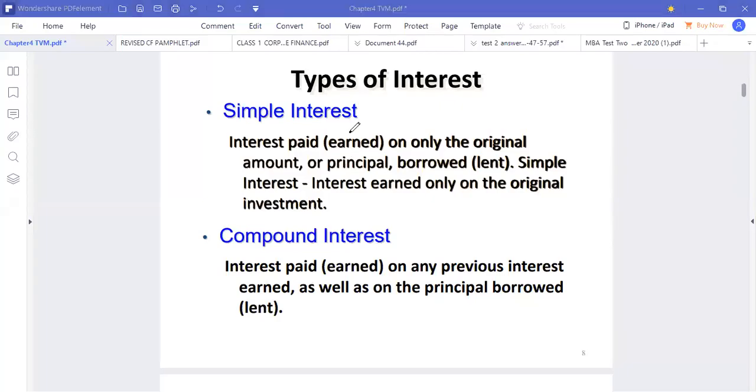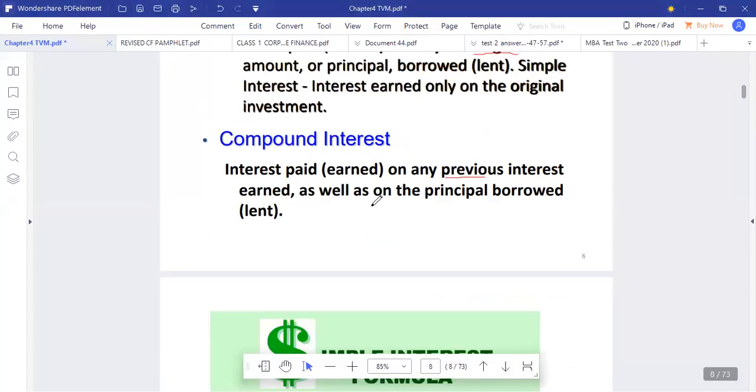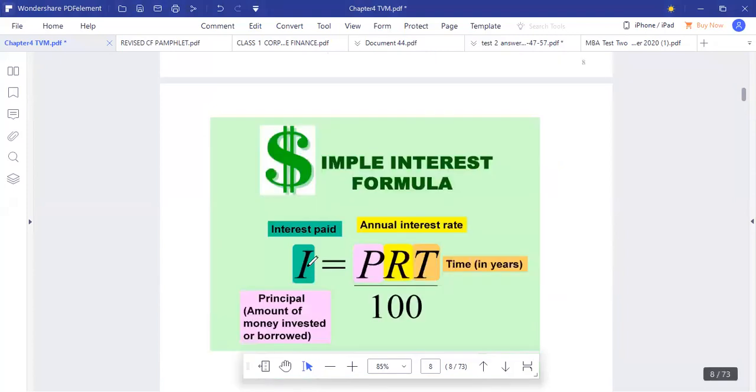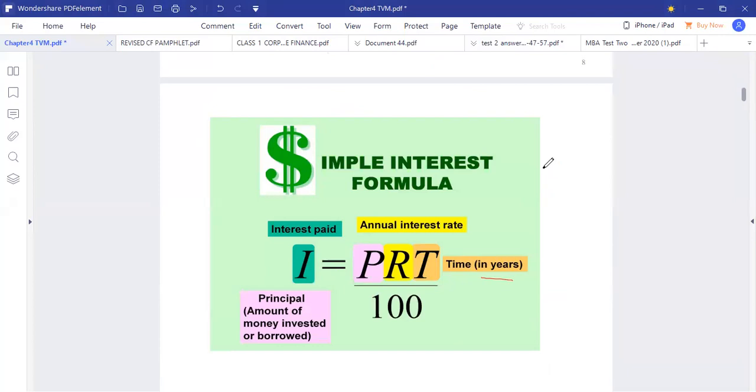So we've talked about the two types of interest: simple interest and compound interest. Simple interest is only on the original value, whereas compound interest is on the previous value. We have calculated simple interest as PTR, with time in years. And we've also established that the compounding is done semi-annually, annually.